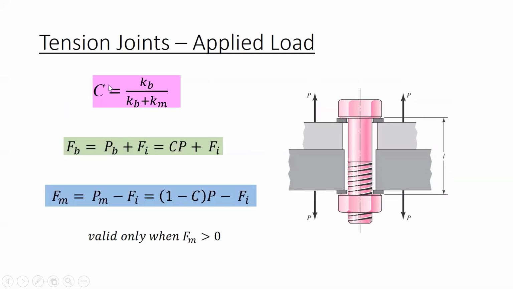So bringing us to our final destination, the resultant bolt load FB is C times P plus the preload that we just talked about, and the resultant load on the connected members FM is the product of 1 minus C times the total load minus the preload. And these expressions are only valid as long as some clamping load remains in the members.